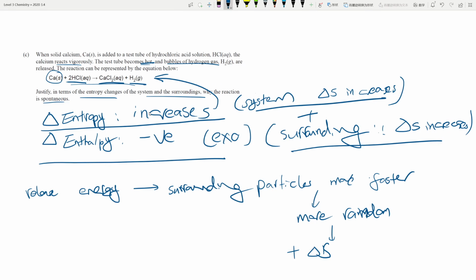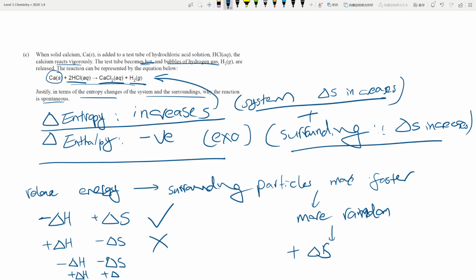Okay, so this is more of a table, and I always draw this table. When you have a negative change of enthalpy and positive change of entropy, you're always going to be spontaneous. If you have a positive change of enthalpy and negative change of entropy, it's never going to be spontaneous. And then if you have one of each, like negative change of entropy with negative change of enthalpy, or positive of each one, then this is temperature dependent.